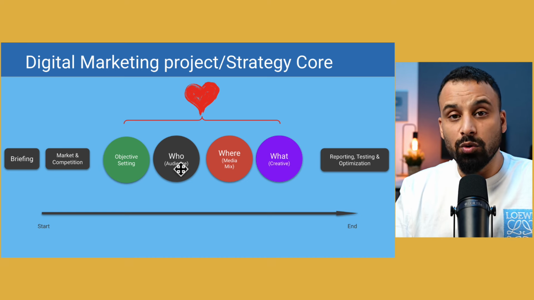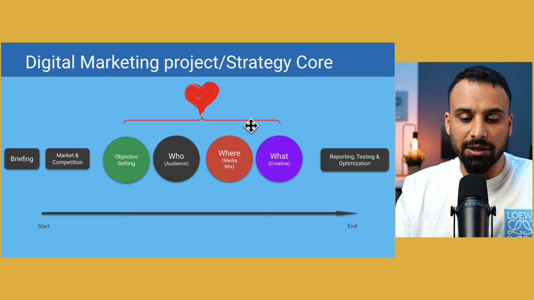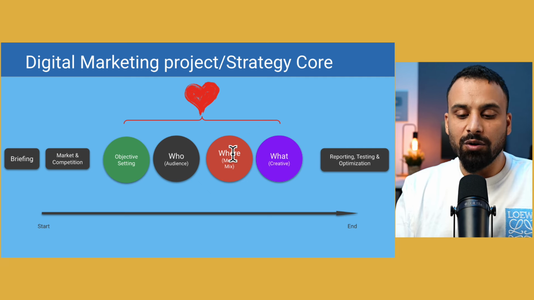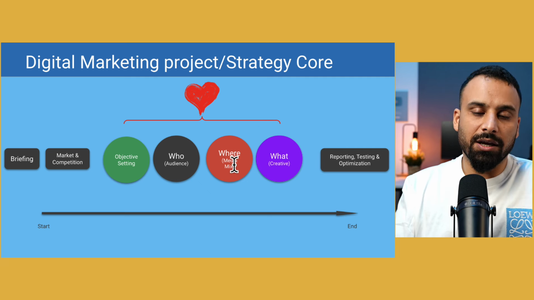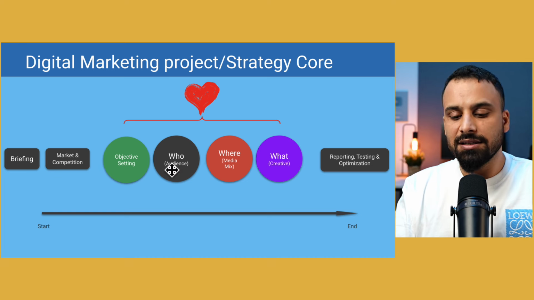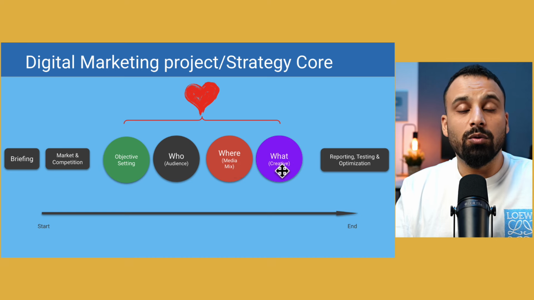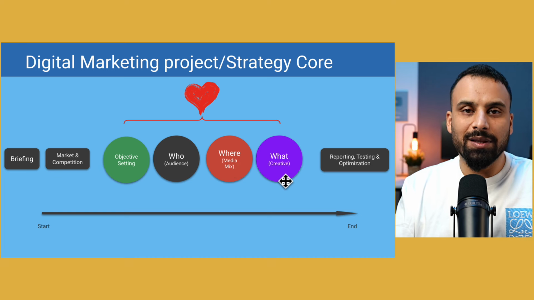Then we decide on who, or audience strategy. These are like who, where, what, the heart of any digital marketing strategy. And then where would be media mix, like, okay, we know who to target, where do we target them? How do we do the media mix? How much money do we spend on Google Ads, Facebook, Meta, PR, whatever? And then what is creative? Okay, now we know who the audience is. Now we know where we target them, which platforms. And then we decide on what do we say? What should be the creative messaging?